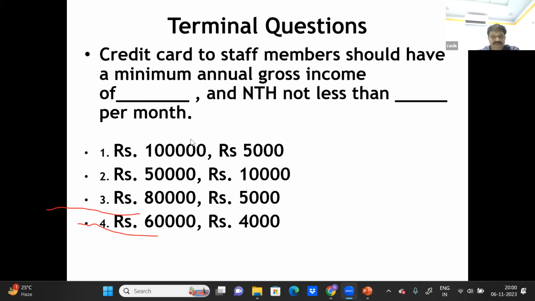Very good. Fourth option is right. With 60,000 we should have a gross income, 4,000 NTH. But if we are not getting 4,000 NTH, then the bank has given a provision that the housing loan installment can also be added back to check the NTH.